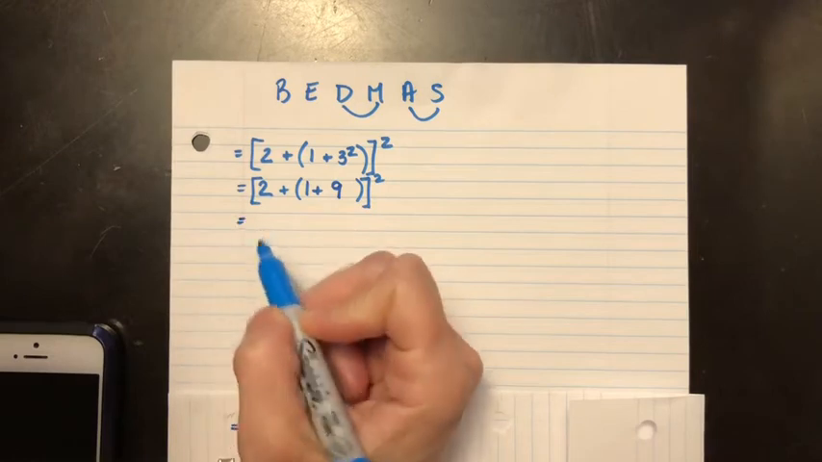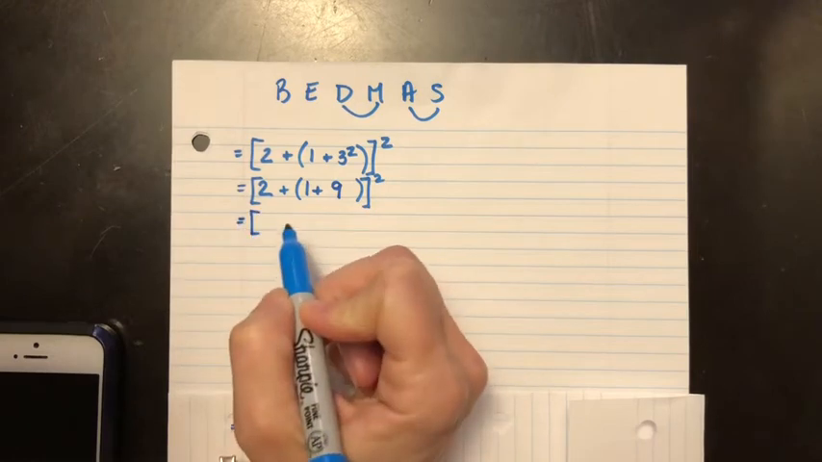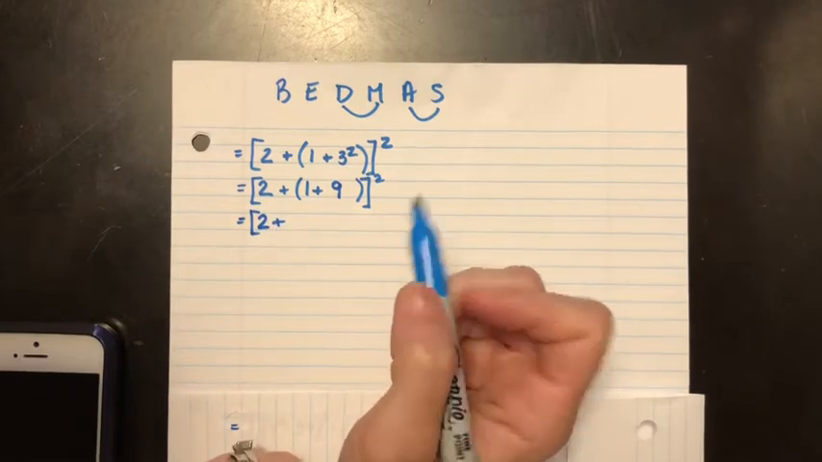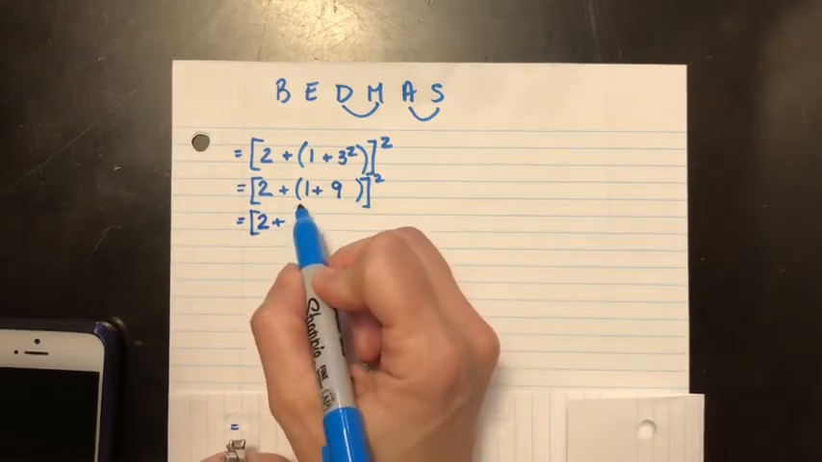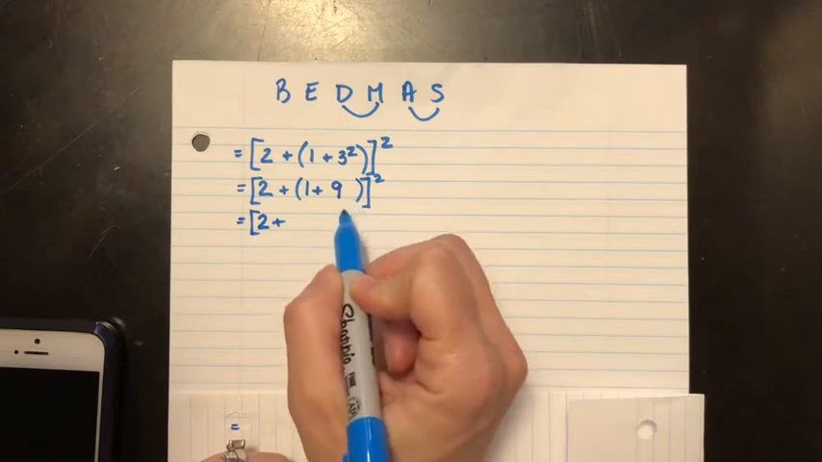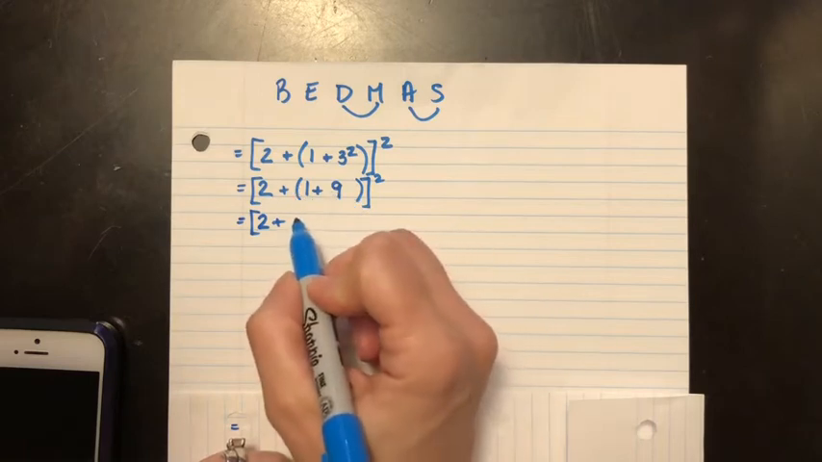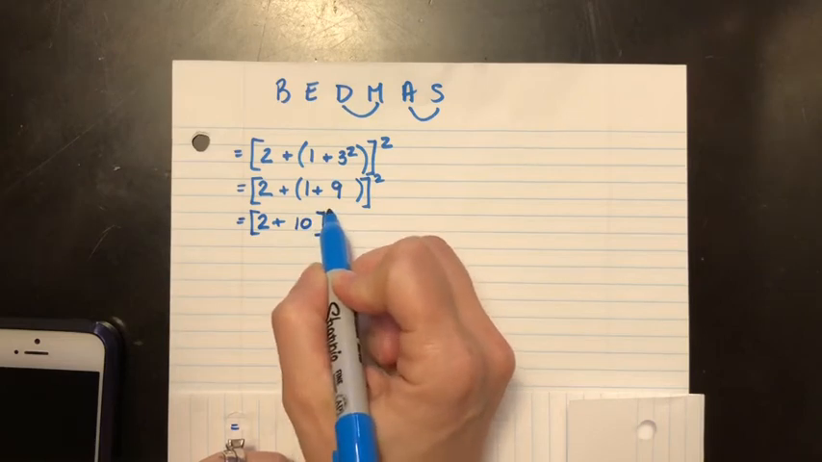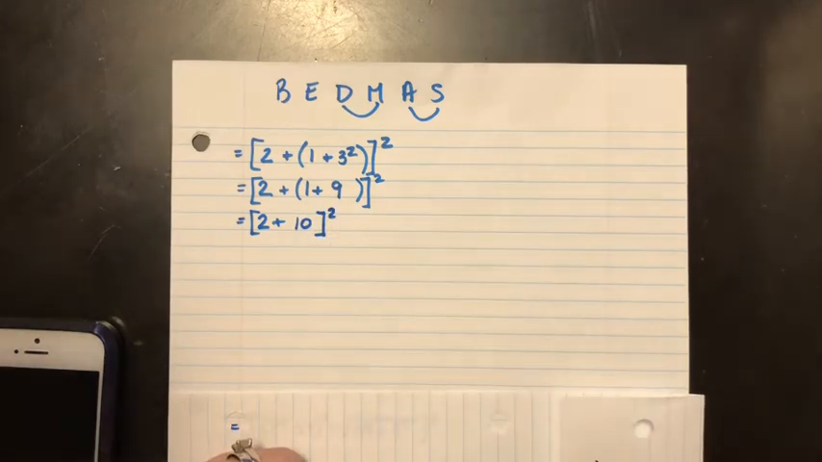So again, I line up my equal sign. I'm going to have my open bracket. I'm not ready to deal with my 2 yet, so I have to copy it out, and copy out my plus sign. Here I have this bracket, which is what I'm dealing with right now. 1 plus 9 is going to give me 10. That bracket is now finished. I now have my closed bracket and I have my exponent 2 on the outside.